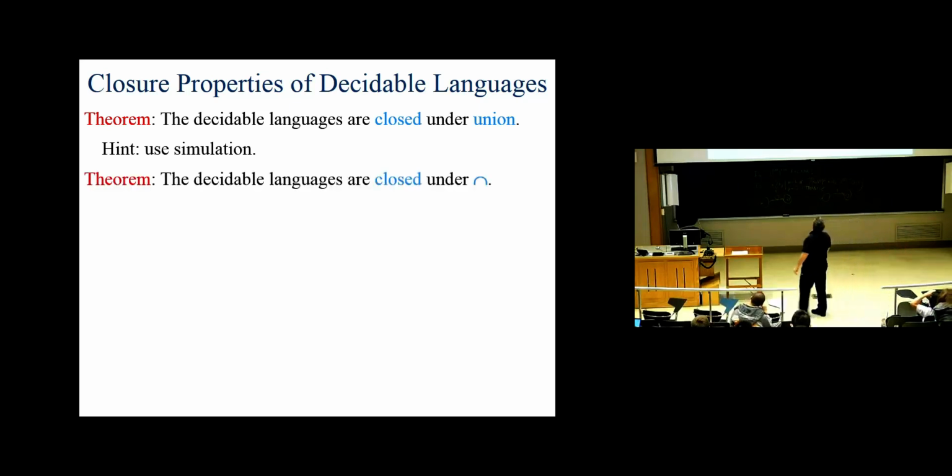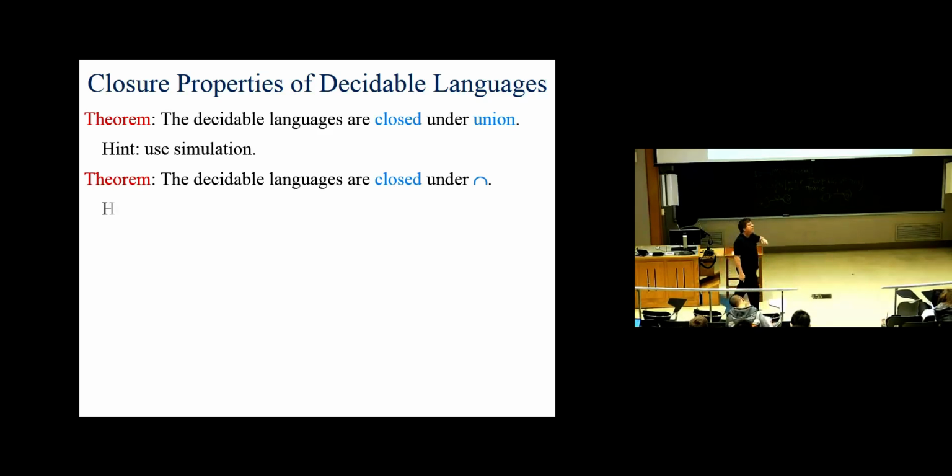The decidable languages are closed under intersection, so intersection preserves decidability. Why? Yeah, you could say De Morgan's law. Let's not be as fancy as all that yet. So what's another way of doing it? Yeah, again, simulation: you run both deciders, and if both say yes, now not just one or the other.